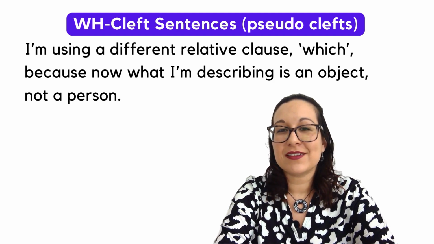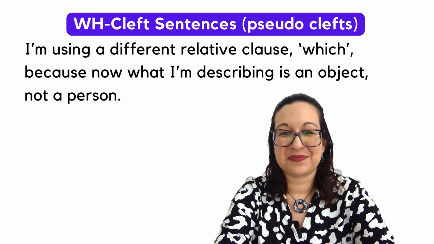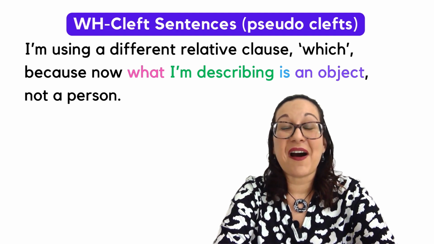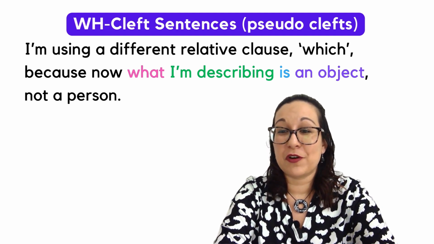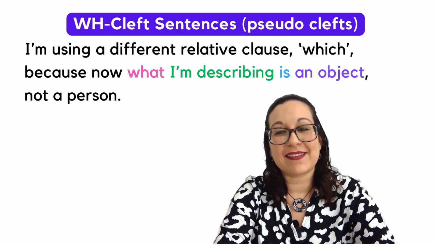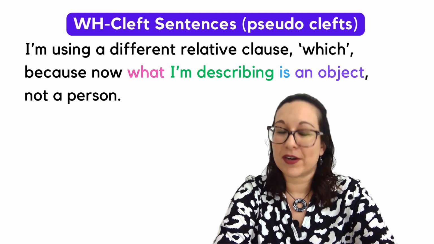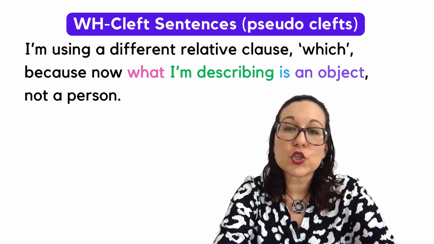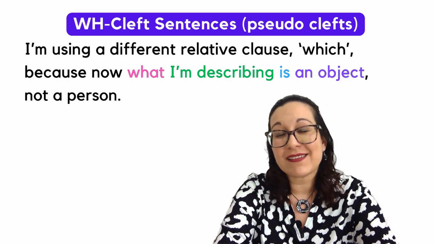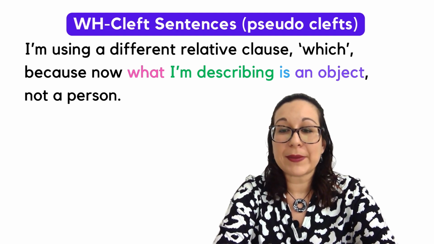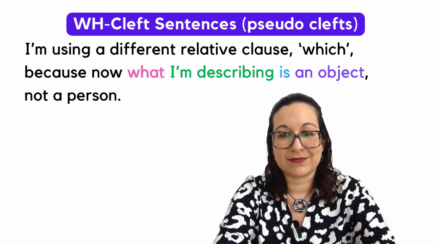Can you find the cleft sentence in this? Okay, so I'm using a different relative clause, which, because now what I'm describing is an object, not a person. Now, that final little tag at the end, some people could consider it part of the cleft, but it isn't really. That's just extra information.